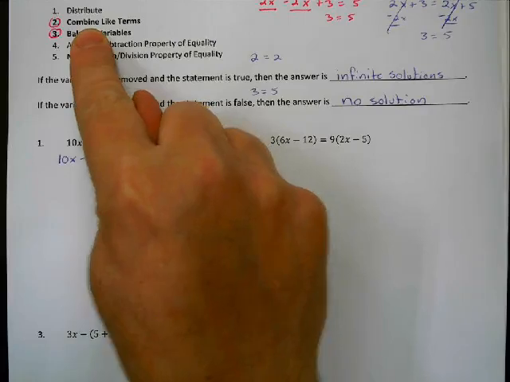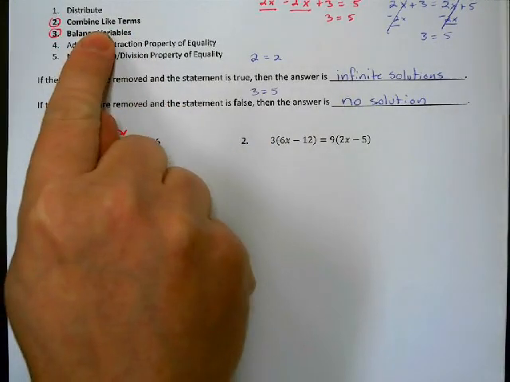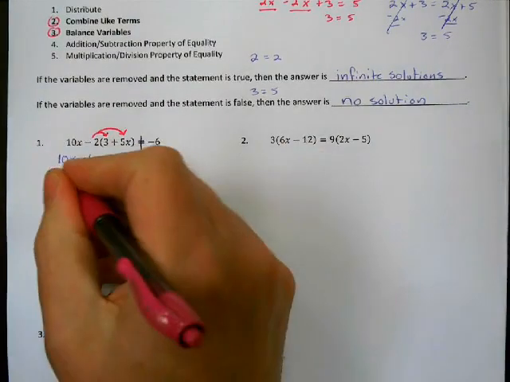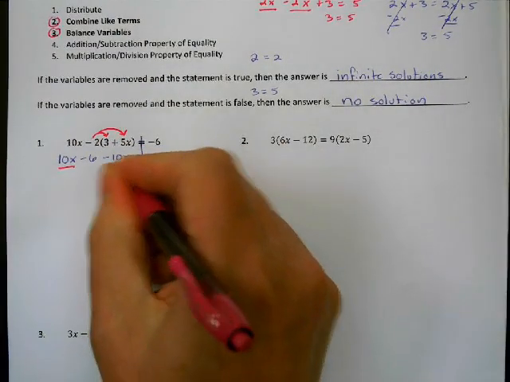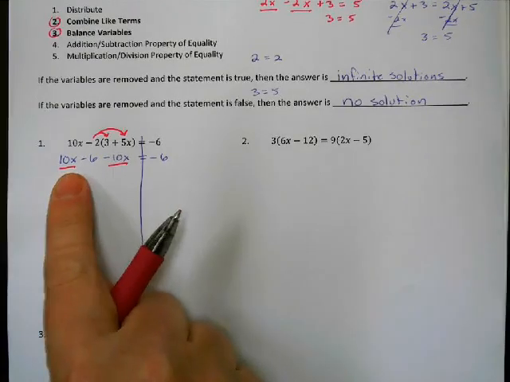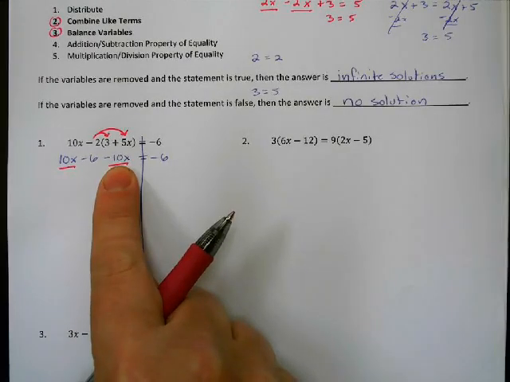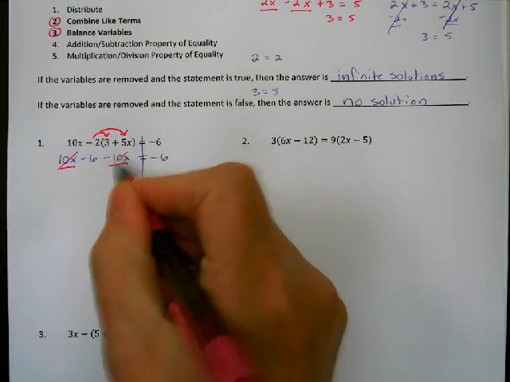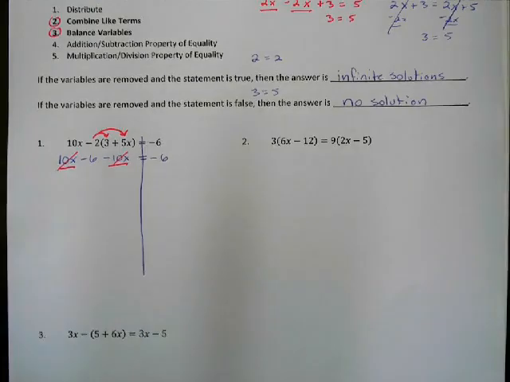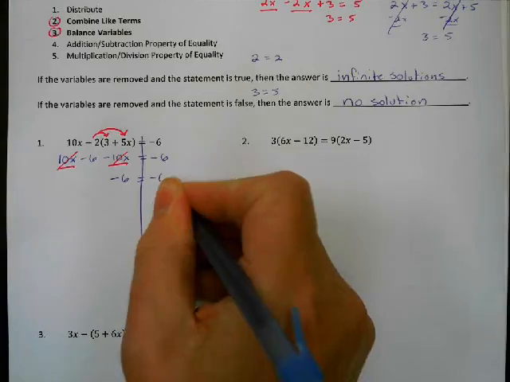Let's combine like terms. This is one of our danger steps that we're going to look at. So we do have like terms. We've got 10x and negative 10x over here. 10x minus 10x is 0 x's. If I have 10 x's and I take away 10 x's, I have no x's at all. I have 0 x's. So these are gone. I'm left with negative 6 equals negative 6.